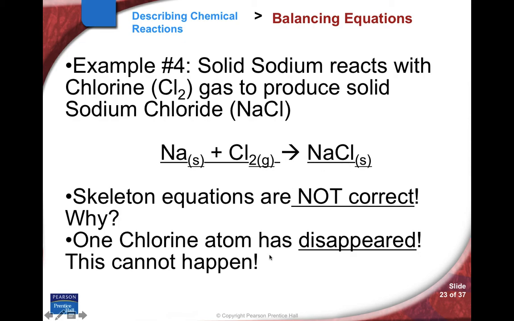Atoms cannot just disappear. Matter cannot be created or destroyed. So this equation is not truly indicative of what happens in this reaction. It's not balanced. And we're going to learn how to do that later on, like next week. So I'm not going to deal with that right now. I just want to mention these equations are not totally correct, but they give us an idea of what is involved in the chemical reaction.